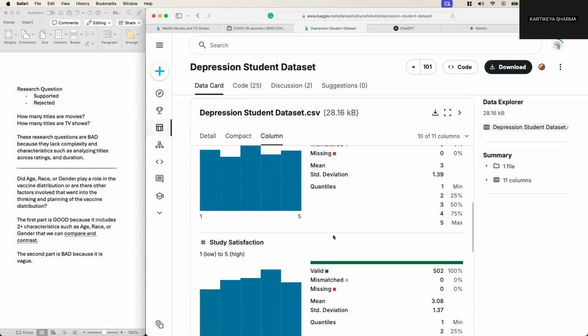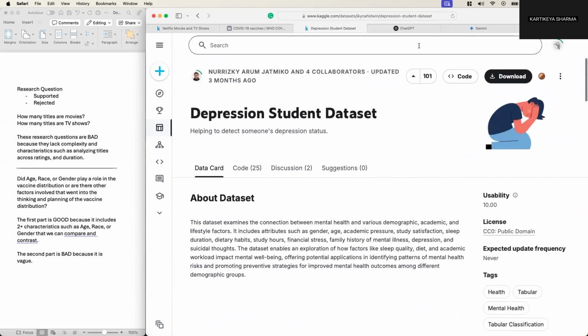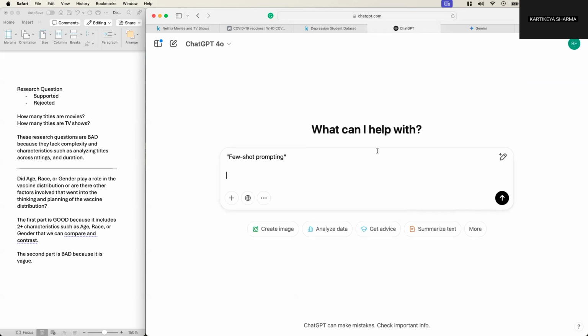So can we really brainstorm research questions for this data set now? To do so, I'm going to use a generative AI tool, and I'm going to use something called few-shot prompting. Few-shot prompting is a method of prompt engineering where we give this generative AI a few examples of what is considered good, what is considered bad, to help it understand what we're looking for.